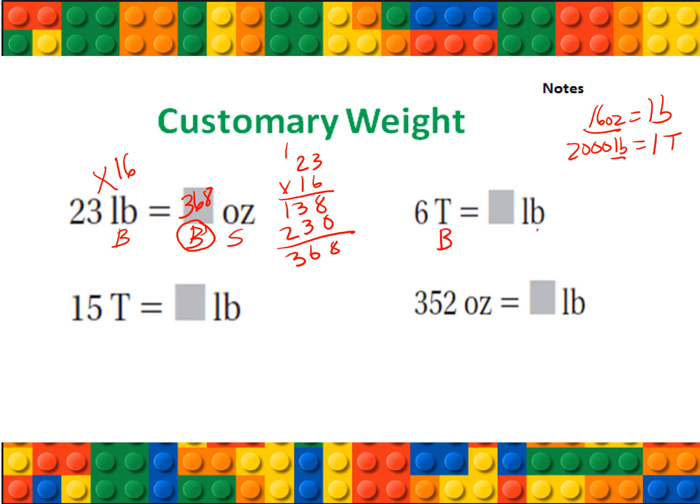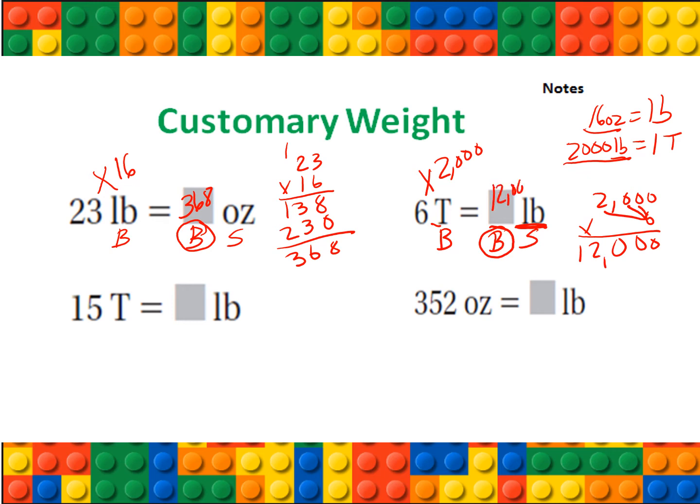Tons are big, pounds are small. I'm looking for a big number. How do I find a big number? We multiply. How many pounds in 1 ton? The answer is 2,000. So 6 times 2,000. 6 times 0 is 0. 0, 0, 12. So the answer is 12,000.